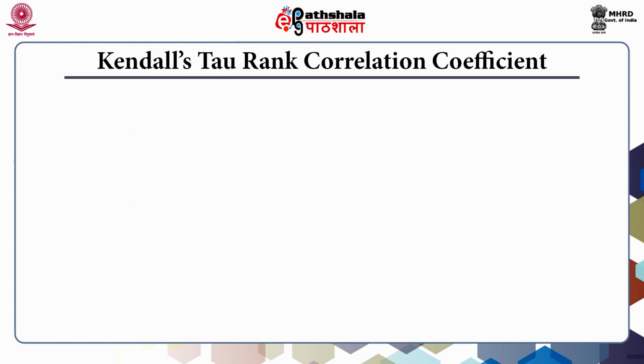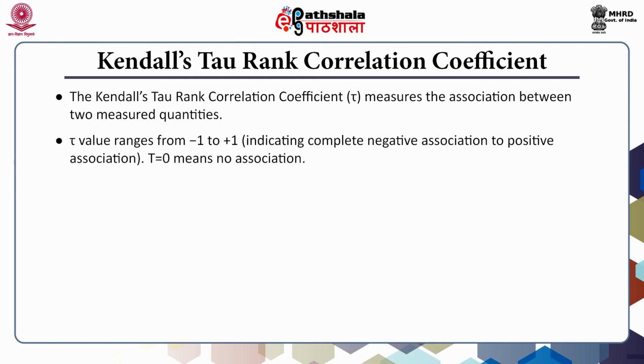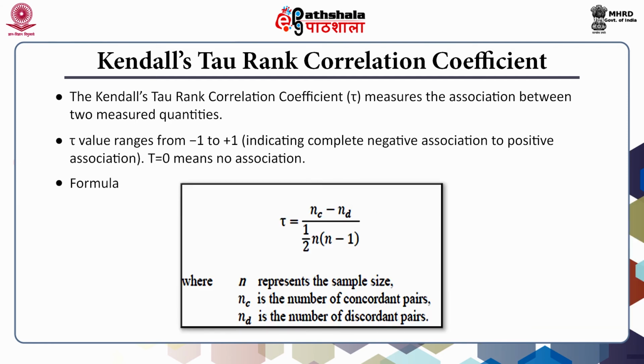Kendall's tau rank correlation coefficient. The Kendall's tau rank correlation coefficient given by tau measures the association between two measured quantities. Tau value ranges from -1 to +1, indicating complete negative association to positive association. Tau equal to 0 means no association. The formula is provided below.